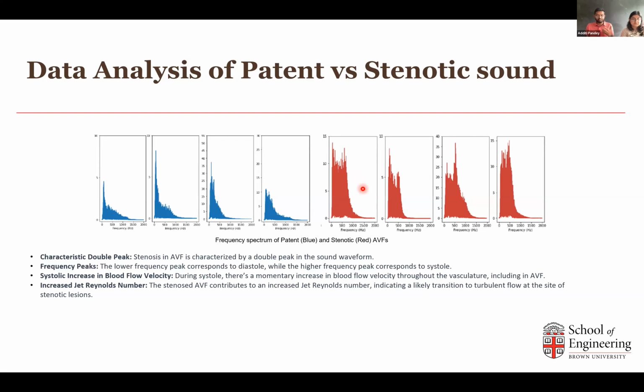Intuitively, stenosis in the AVF will elevate the jet flow Reynolds number, which will signal the possible onset of turbulent flow at the site of the lesion, where you have the shrinkage due to the stenosis.